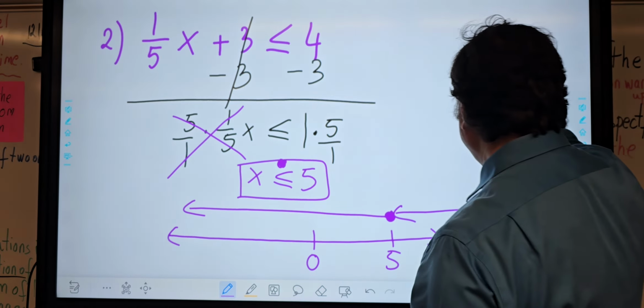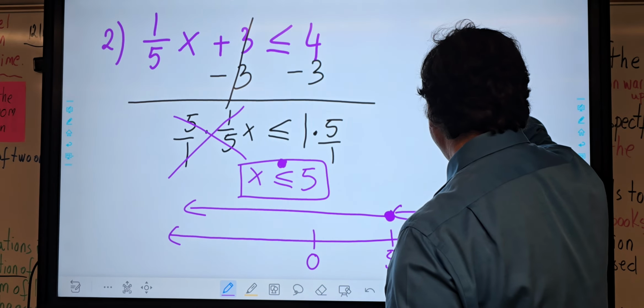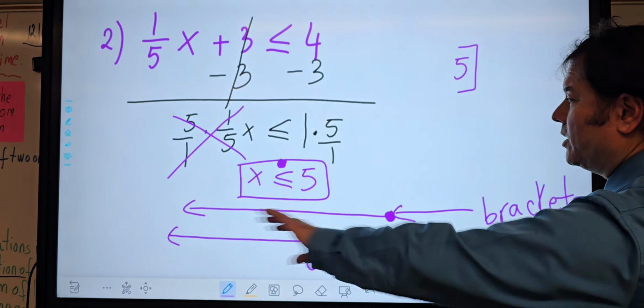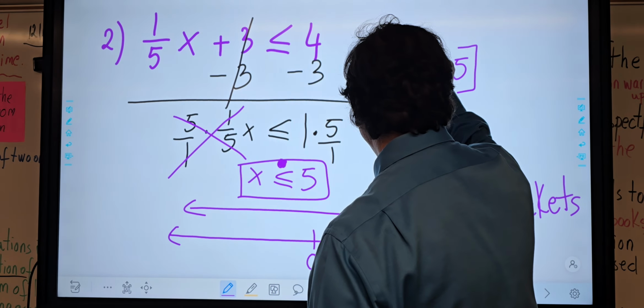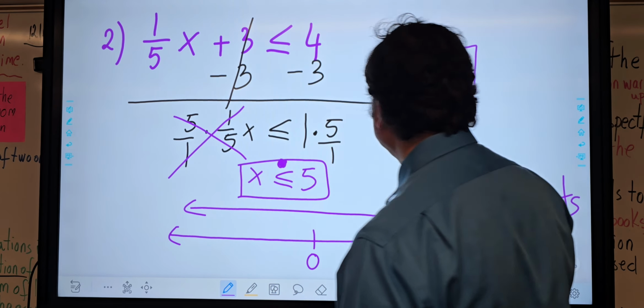Brackets, so at 5, we are going to have a bracket, and then we go all the way to negative infinity. Negative infinity. Okay?